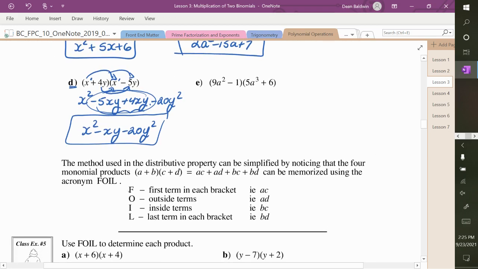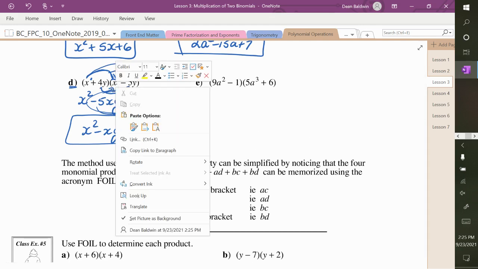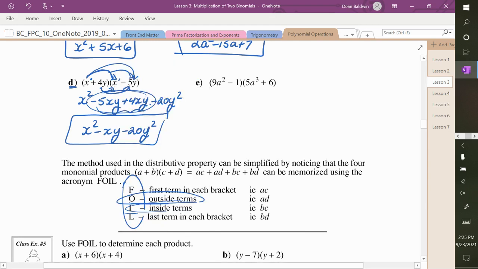So this is called foiling. All FOIL stands for is first term in each bracket, that is this x being multiplied by this x. The outside terms, which is this x being multiplied by the 5y. The inside terms, which is the 4y being multiplied by the x. And the last terms are the 4y and the negative 5y. That's what FOIL means. I don't expect you to remember what FOIL means. All I expect is that you remember that it's everything in this bracket times everything in this bracket.